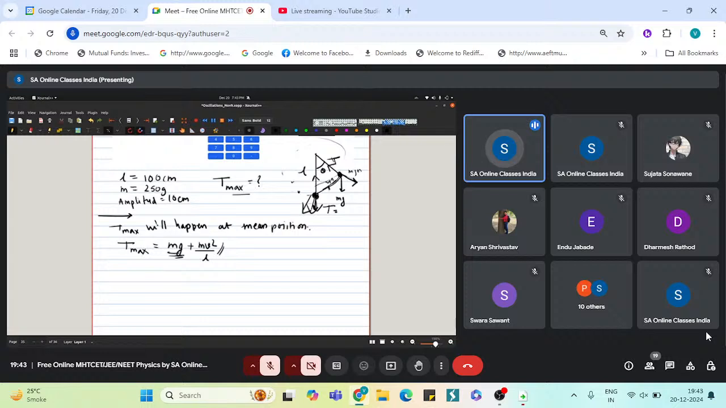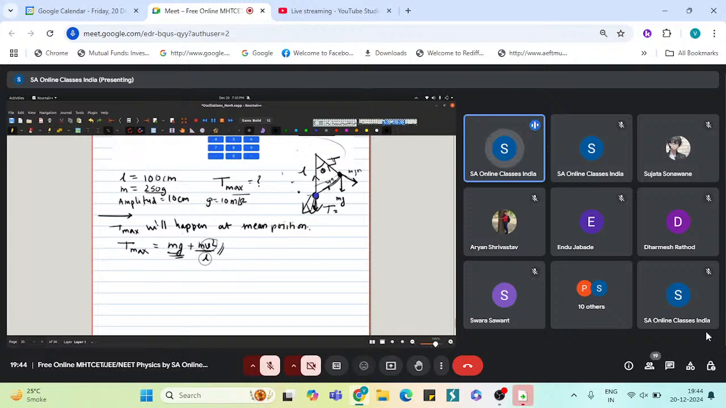Now mg we can easily find. They have given the mass, and g we can take as 10 meter per second square. Now we need to find out this mv square. M is given, L is given, but v square, the velocity, has not been given. Particularly, we need the velocity at the mean position, where we are working, but that has not been given.